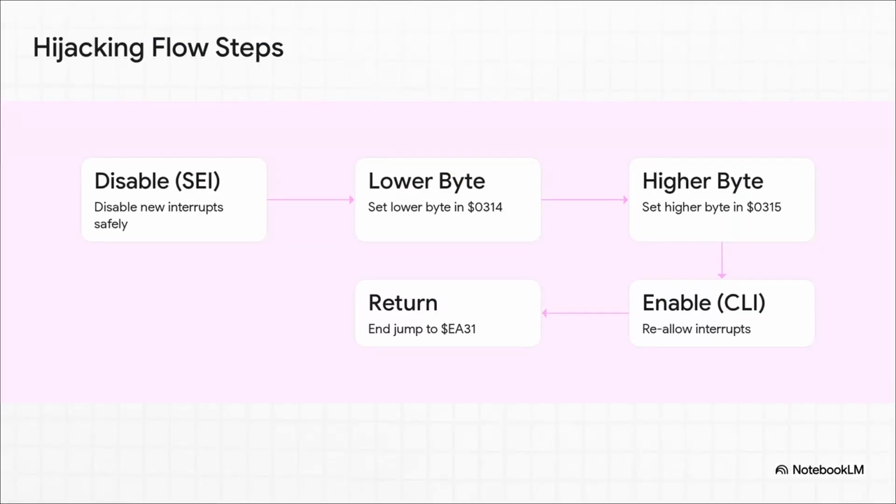So how do we actually pull off this digital heist without crashing the whole machine? Well, it requires a super precise 5-step surgical procedure. Step 1, we issue an SEI command to disable all new interrupts. This is essentially putting up a red light so the system doesn't interrupt us while we're in the middle of changing the signs. Steps 2 and 3, we write the lower byte of our code's address into 0314 and the higher byte into 0315. Step 4, we issue a CLI command to turn the interrupts back on.